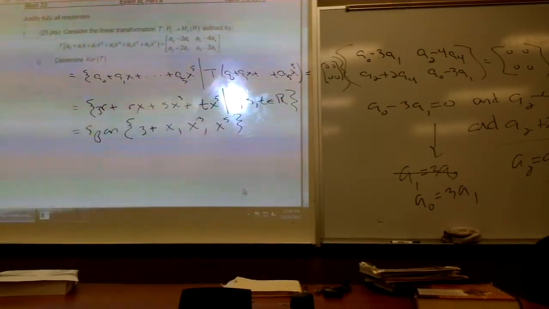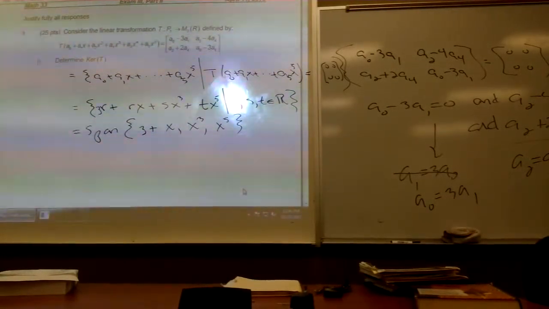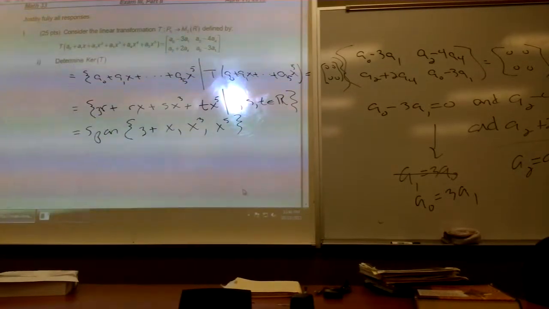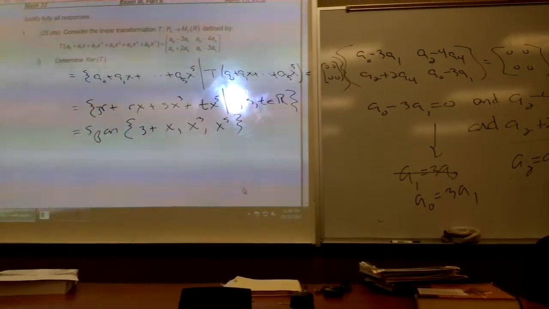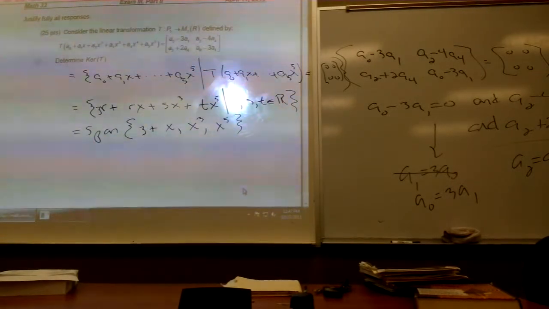Is there any sort of situation where it would be useful to know the basis of the kernel? Because it looks nice to write the kernel as a span of some vectors, but other than being a set of units, I don't see the point of that.